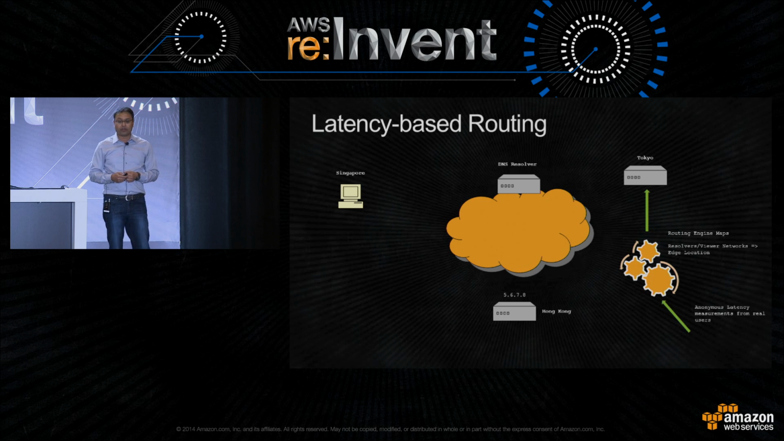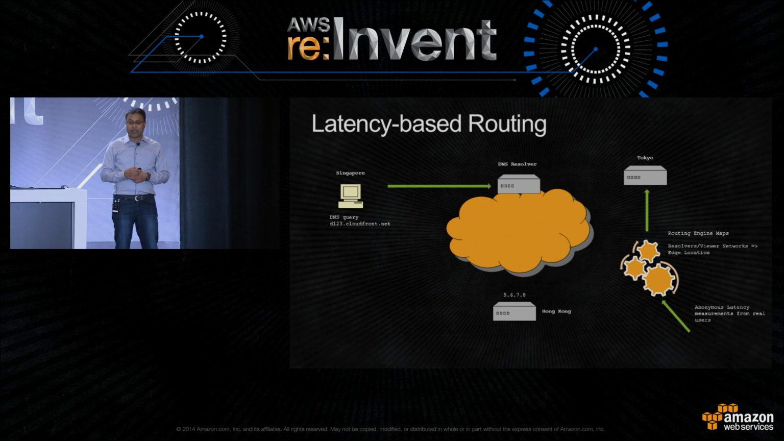The Singapore user, again, makes a request for d123.cloudfront.net, makes a request to our DNS resolver. The DNS resolver then anycasts it to Tokyo. Tokyo then looks at our mapping and says, the better place for you is really Hong Kong, and I'm going to return back to you 5.6.7.8. And that's how we actually route Singapore users to Hong Kong, and we learn about latencies when we actually route them to the right location.